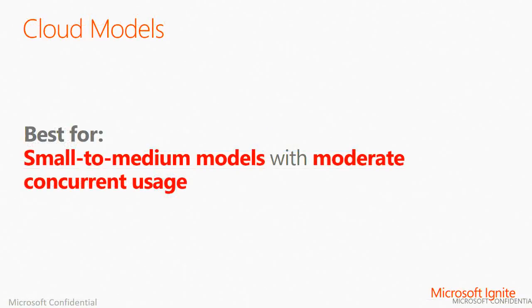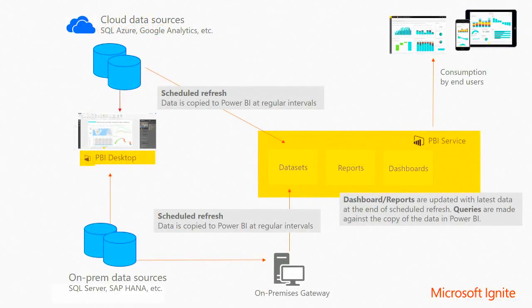Now we're going to drill into each of the different types and talk about some more characteristics and best practices. For cloud models, these are best for small to medium models under 1 gigabyte with moderate concurrent usage, about fewer than 200 or 300 users simultaneously using that report, which is a pretty large amount. So just a reminder of what that looks like.